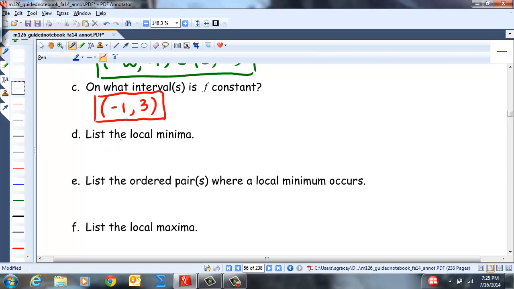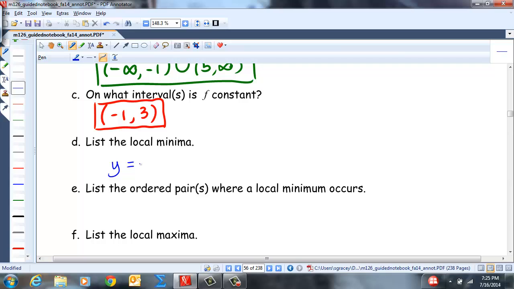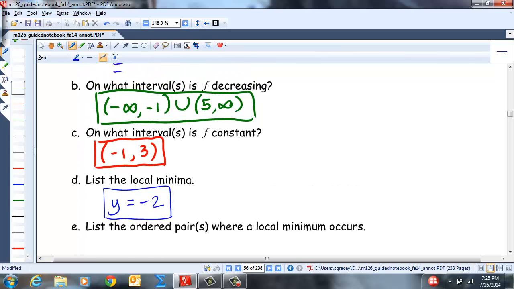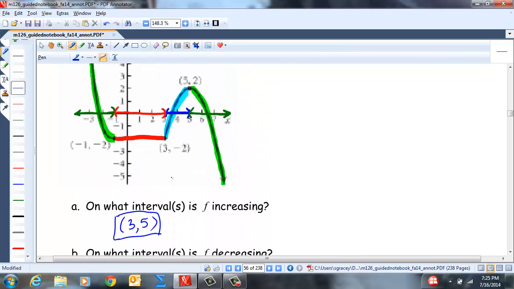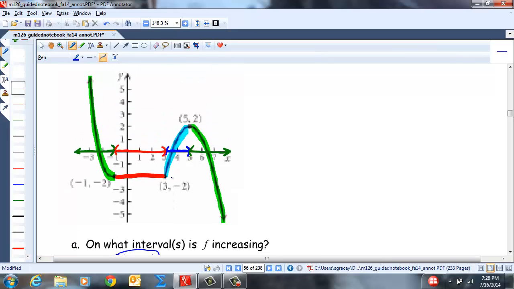And the local minimum occurs when f, actually this was named y, so when y was equal to what? So what y value are we on at the constant function? Good, we're at -2. So when y equals -2 is the local minimum. We're not going to list the ordered pairs because we'd be here forever, since there's infinitely many ordered pairs on that interval.